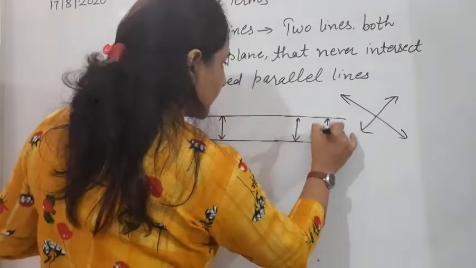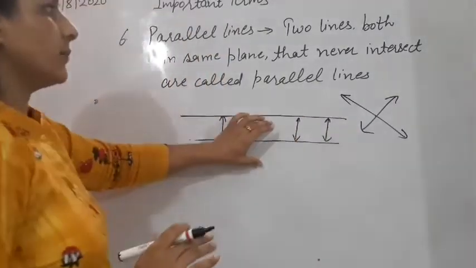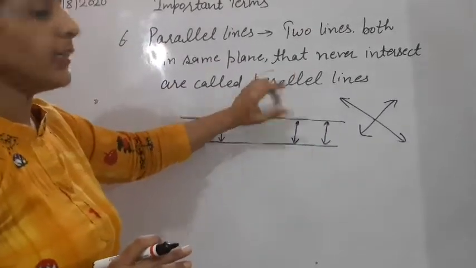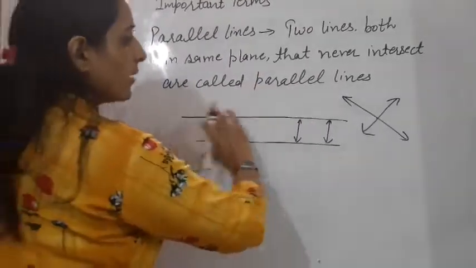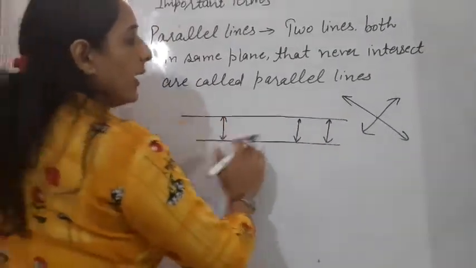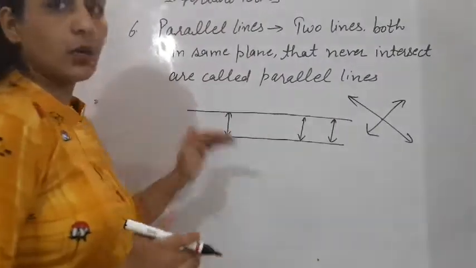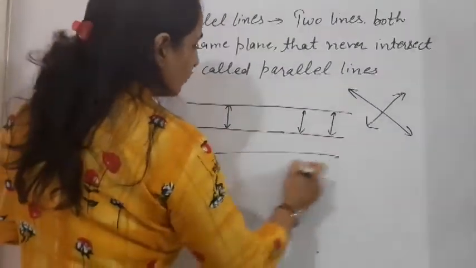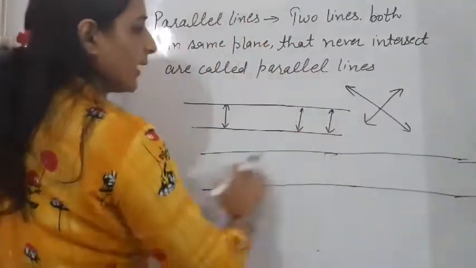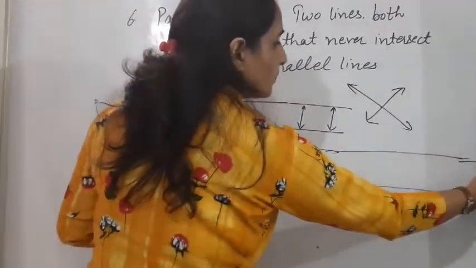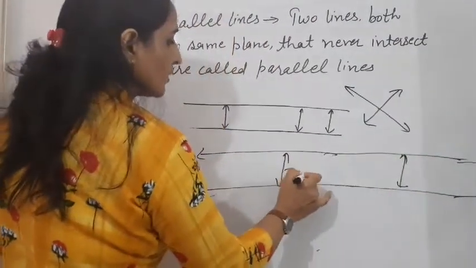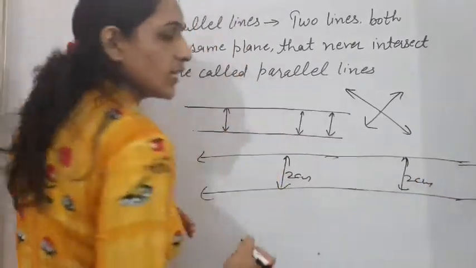Clear? The distance between them is the same. So two lines, both in the same plane, that never intersect. They never intersect, which means they are not crossing each other anywhere. Clear? Those are called parallel lines. They keep moving continuously like this, and the distance between them is always the same. Like here, for example, this distance is 2 centimeters, so here it is also 2 centimeters.